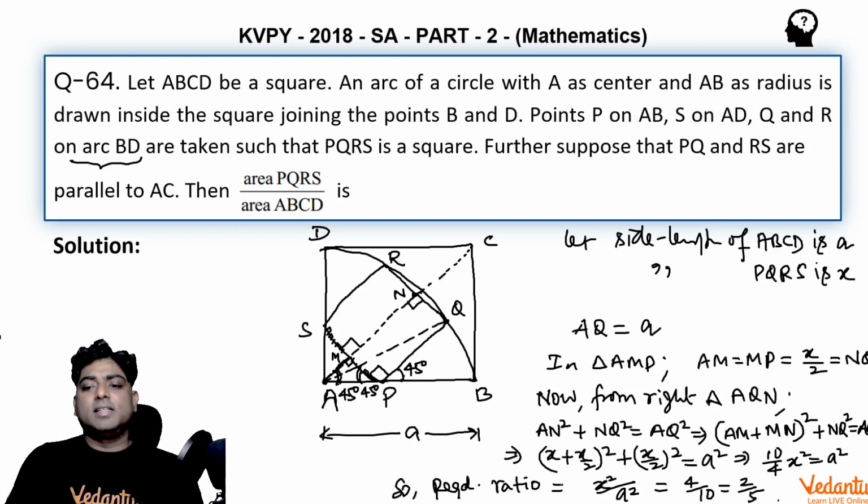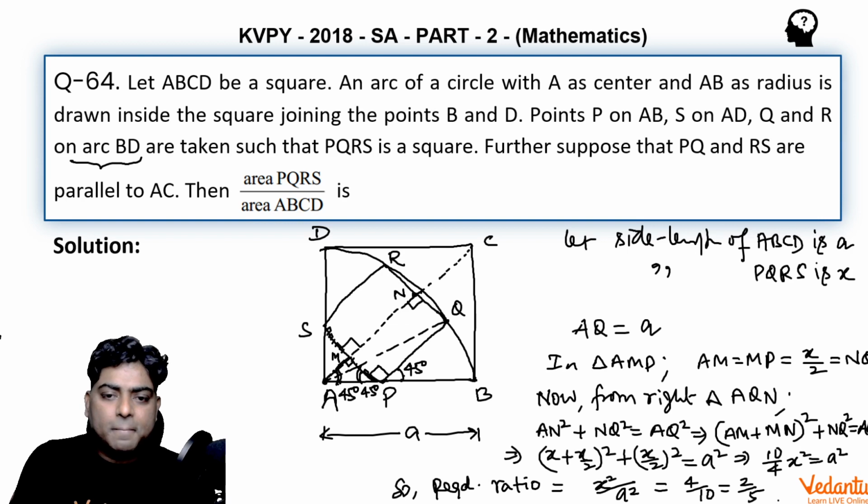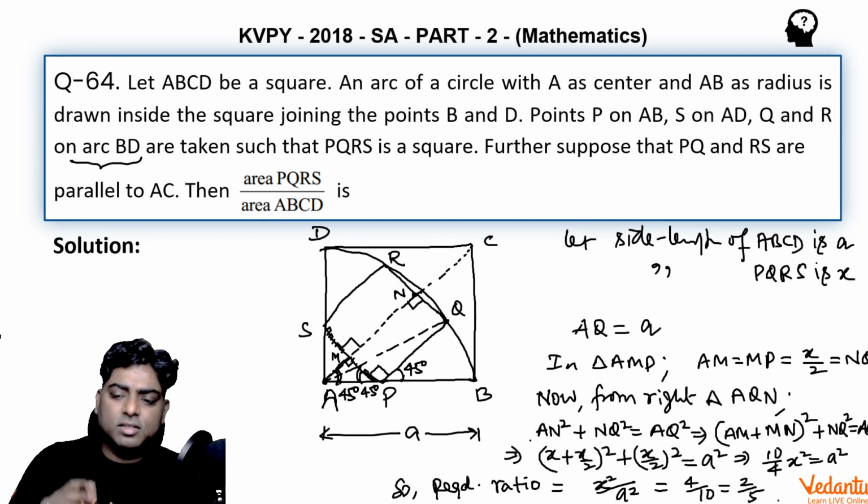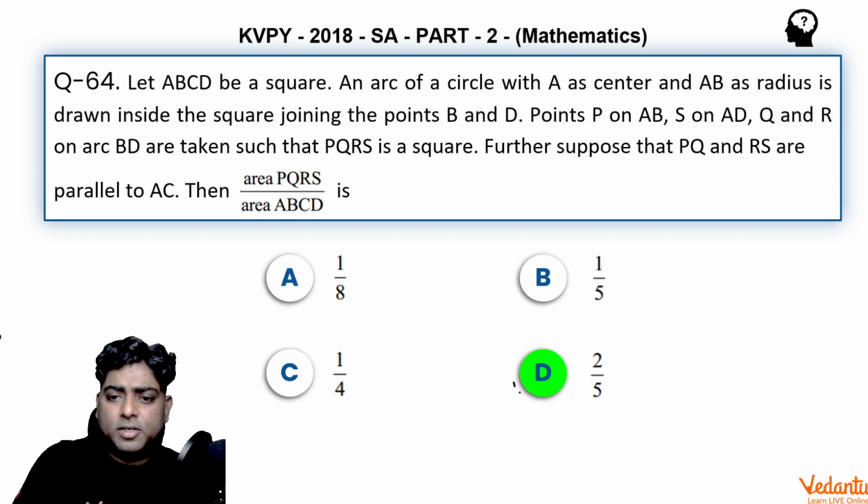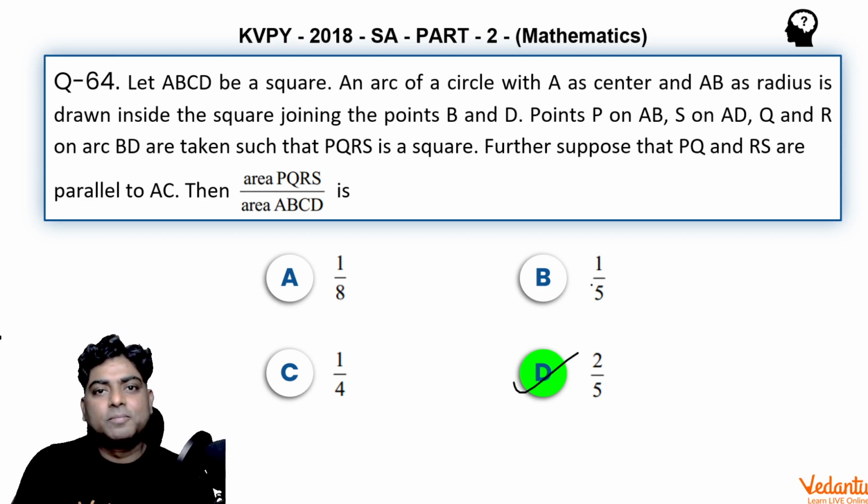We could find it very easily by using simple geometry, considering the figure and the various aspects of the question given. We just applied basic geometry, the Pythagoras theorem, mainly in the triangle AQN. From here we got this easily. I hope you understood this solution. It is explained in a very easy manner, just using simple geometry. So the answer to this question is 2 by 5, given in option D. I hope you understood it.